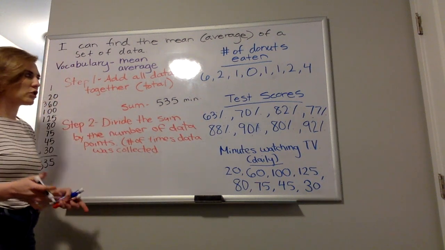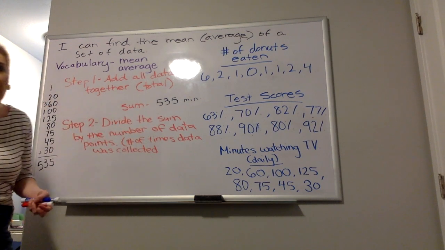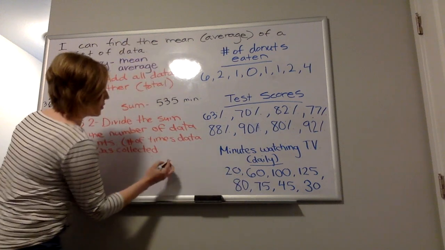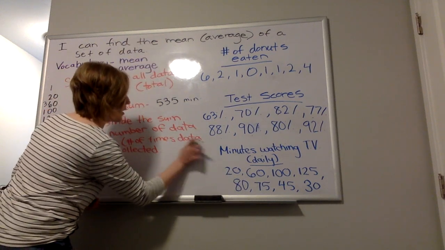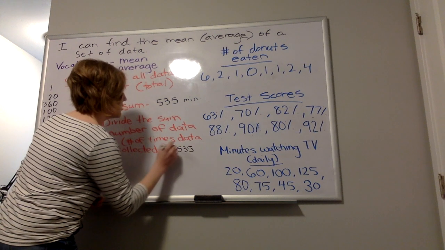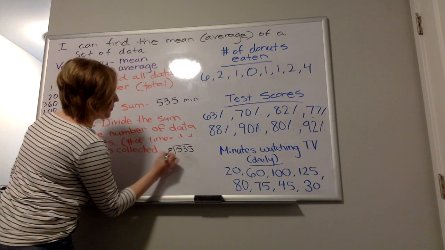So if we wanted to find the average amount of minutes, then we are going to take this sum and divide it by the amount of people that we asked. We asked, well, 1, 2, 3, 4, 5, 6, 7, 8. So we're going to do 535 divided by 8.